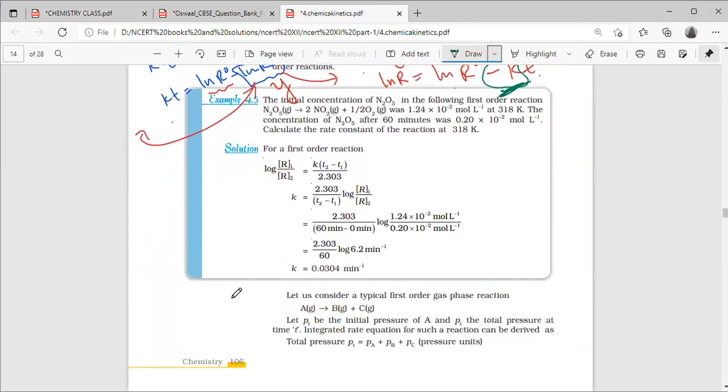So one numerical you can see. The initial concentration of N2O5 in the following first order reaction is given. This one.